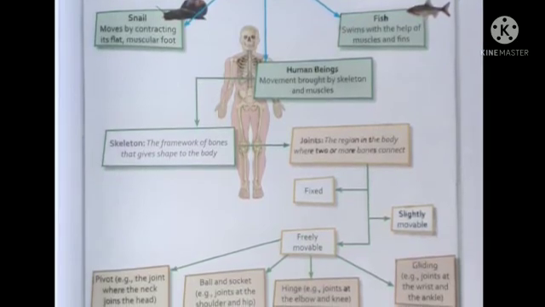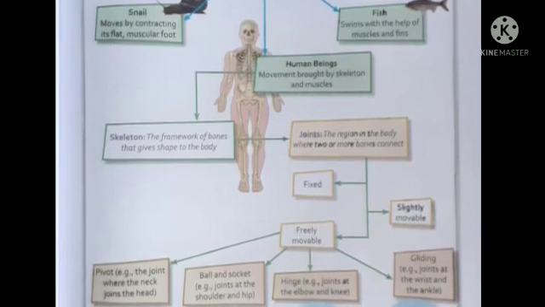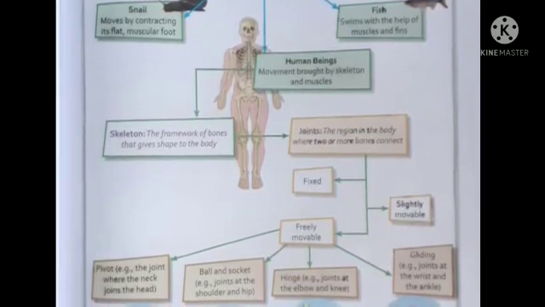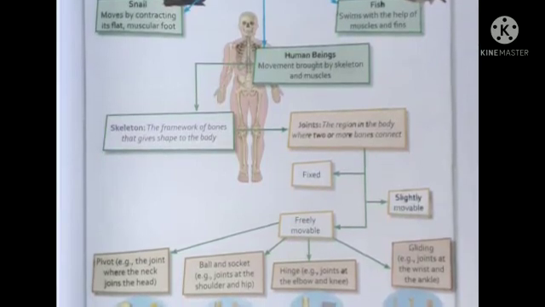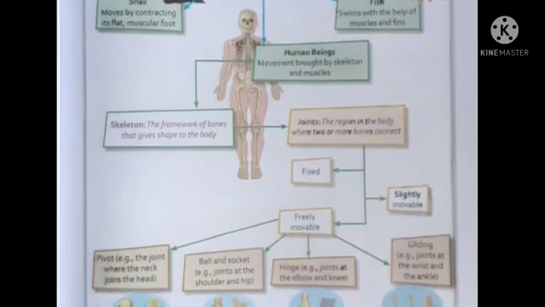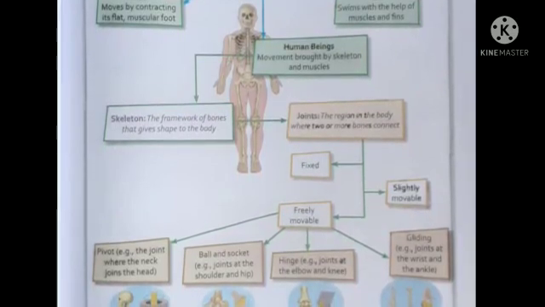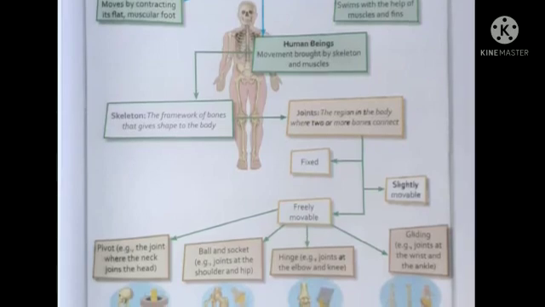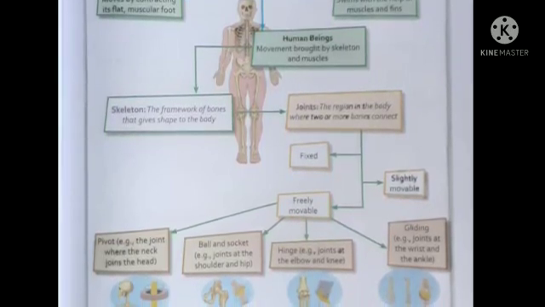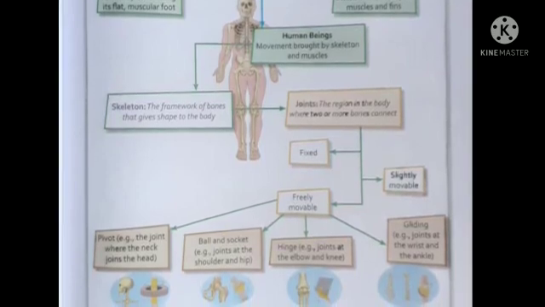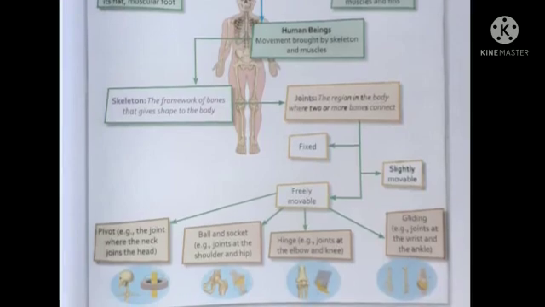So in freely movable joints, there are four kinds of joints. The first one is pivot. For example, the joint of the neck and the head. The second one is ball and socket. For example, the joints present at the shoulder and the hips. The third one is hinge joint, which means the joints present at the elbow and the knee are examples of the hinge joint. And the fourth one is gliding joint, which is present at the wrist and the ankle of our body.